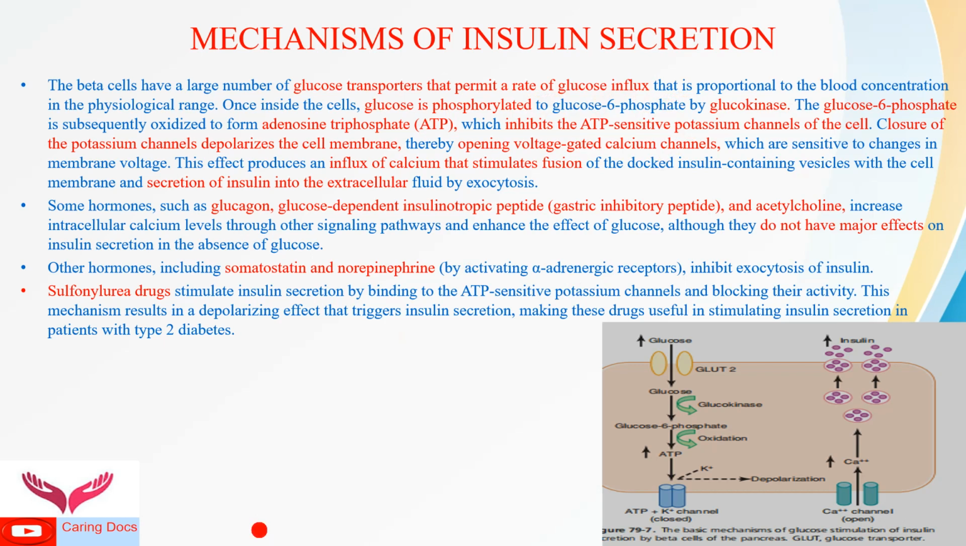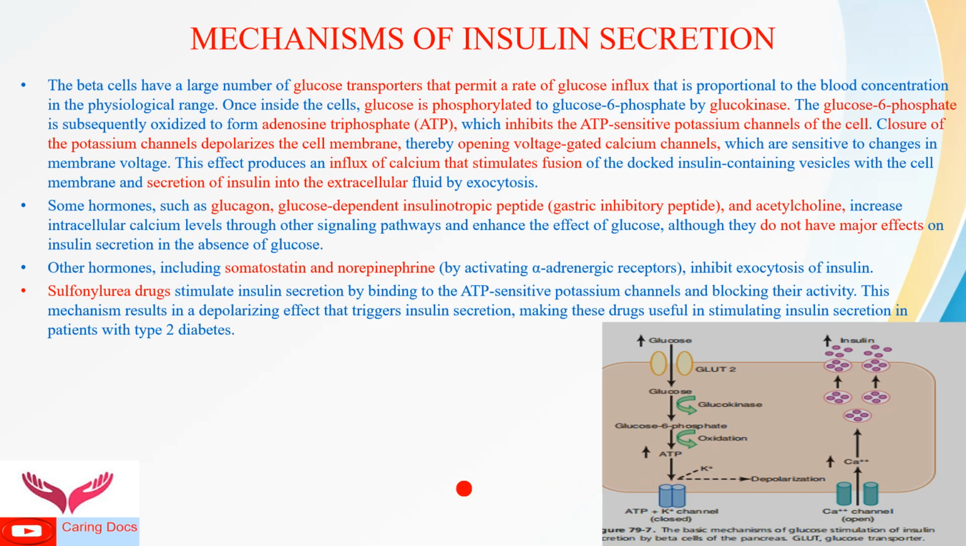Once this glucose enters the cells, it is converted by glucokinase into glucose 6 phosphate, which further undergoes oxidation to form ATP, that is adenosine triphosphate. This ATP inhibits the ATP sensitive potassium channels. These ATP sensitive potassium channels are inhibited when glucose enters the cells.